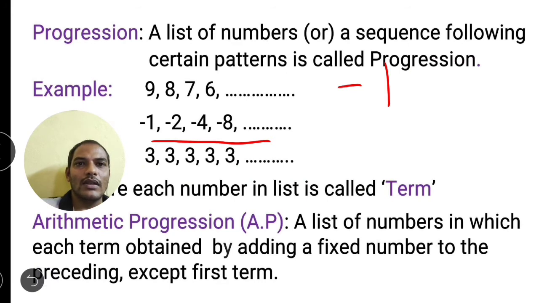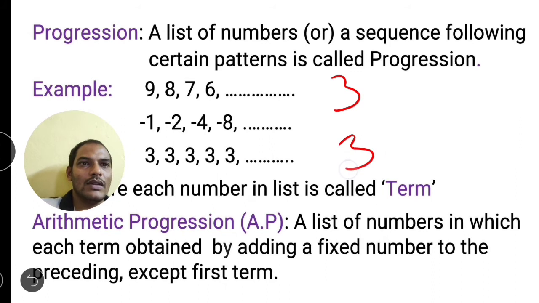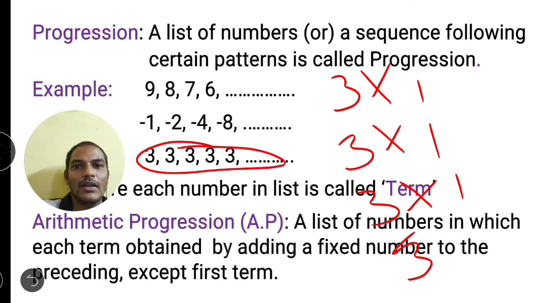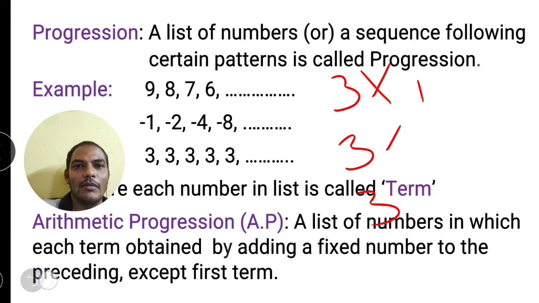Next, third one: 3, 3, 3, 3, dash. See, all numbers are the same. So how are they following a pattern? Once you observe, first number 3, next number 3, so 3 multiplied by 1 gives 3 again. Third number also 3. How to get the third number? Previous number multiplied by 1. Next fourth number also 3, again previous number multiplied by 1. So these all follow one pattern, that is why they are in a progression.